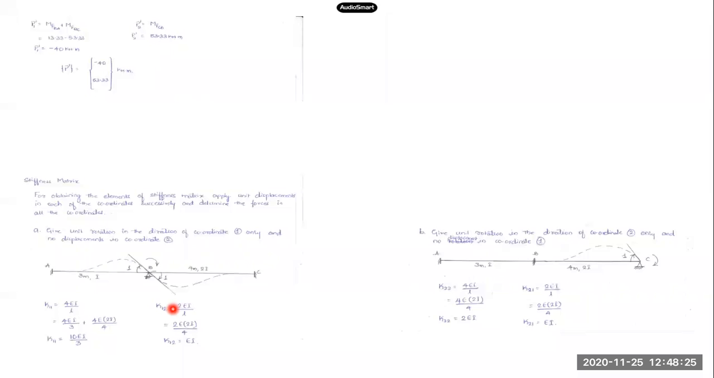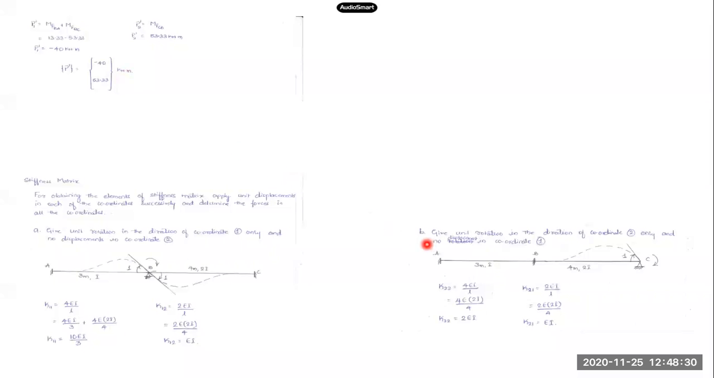So that is giving me K12 as EI, simply EI here. Okay, so I got to know two elements of my stiffness matrix, K11 and K12, when unit rotation is applied in the first coordinate. Then we'll go to the second coordinate now.